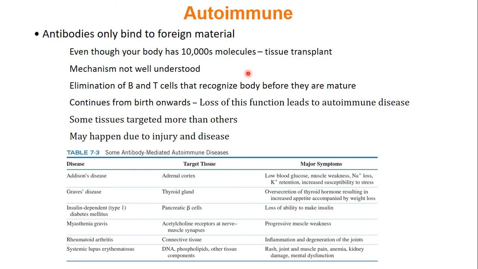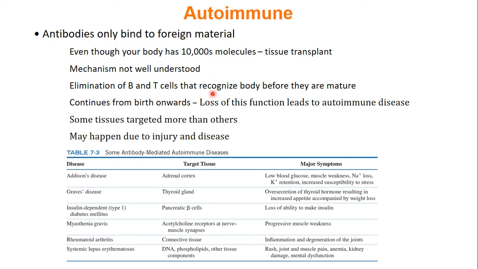This can be a problem, though, if you get, let's say, a tissue transplant. Now your body will bind to this new tissue because it will recognize it as foreign and start to attack this tissue. And it's not well understood why our antibodies don't attack us. But the idea is if beta cells or T cells recognize molecules as part of us, they are destroyed before they can fully mature and create memory B cells and create these antibodies to attack ourselves. And this process happens from birth and onwards.